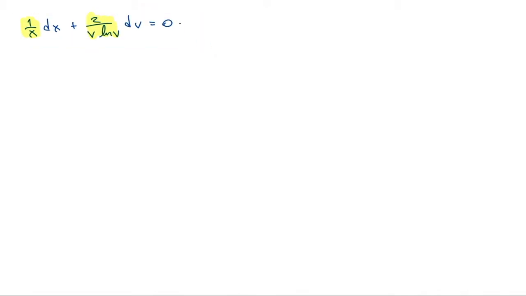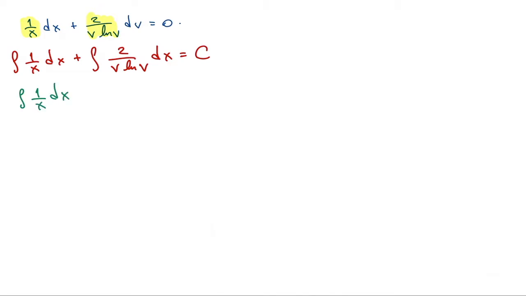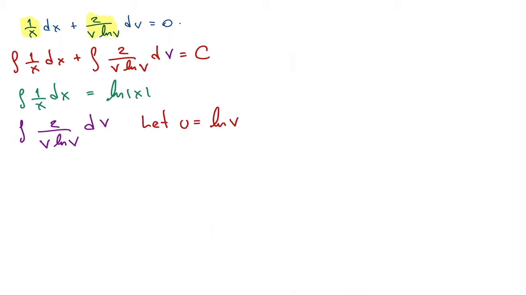So how to solve this differential equation? It's back to the previous section, right? So you just need to integrate 1 over x dx plus integrate 2 over v log v dv equals c, right? The integration of 1 over x is simple, it is log of absolute x. So right now we're looking at the integration of 2 over v log v dv, and to do that we can do substitution. I let u be log of v, so du is 1 over v dv.